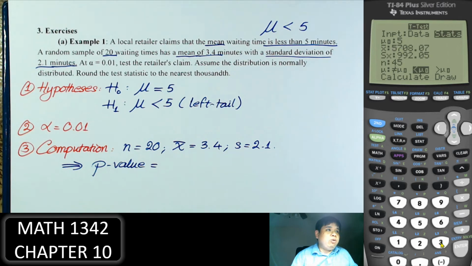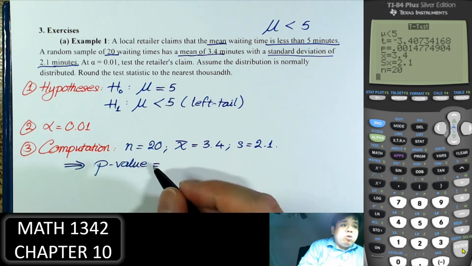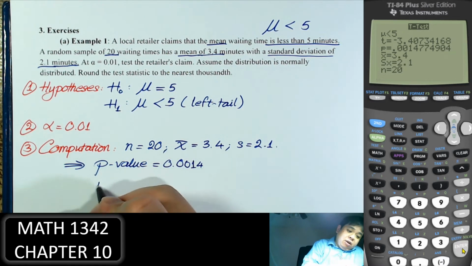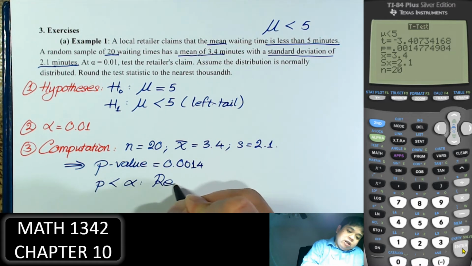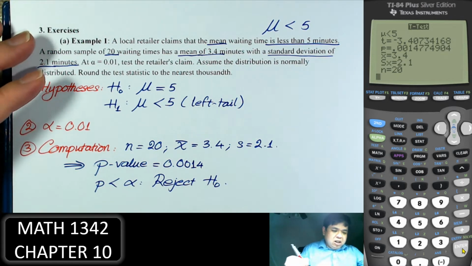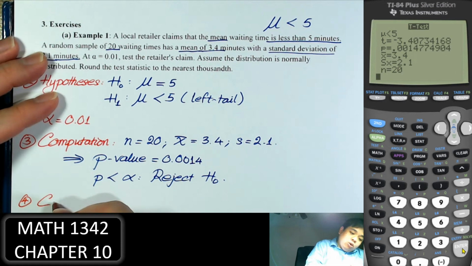So the alternative hypothesis is mu less than mu naught, which is 5. The mean 3.4, standard deviation 2.1, n is equal to 20, and we calculate. In this case we have a p-value of 0.014, and p is less than alpha, so we reject the null hypothesis. Even though we said reject, is that good or not? Does that support the claim or not? Let's go to the conclusion.